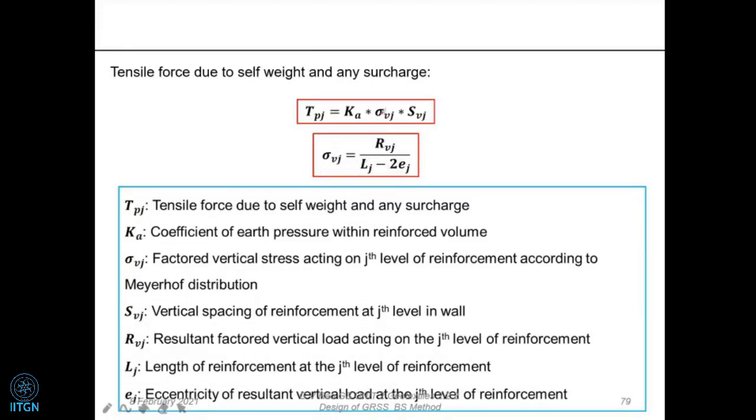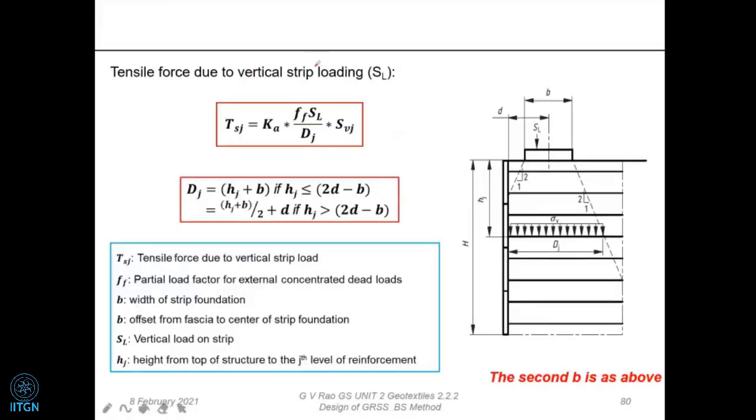Sigma Vj is the vertical stress. So everything is known. K is, of course, a function of phi only. SVJ is the spacing, which you imagine anyway. So SVJ is chosen initially. Now we can change it in multiples of 20 millimeters as we thought. Okay, so that is the equation for self weight, that is TPJ. And then we have a similar equation for any strip loading. Strip loading is different from this. Suppose this is the strip on which load is being applied. Okay, this is the strip.